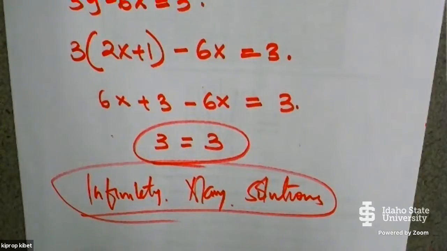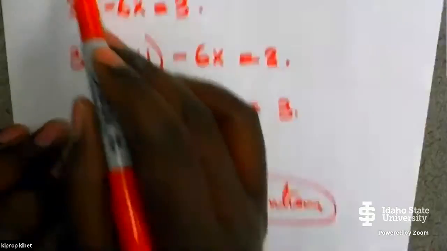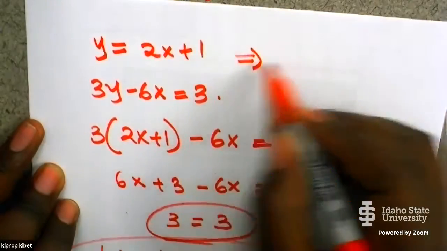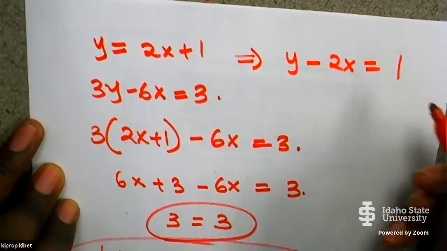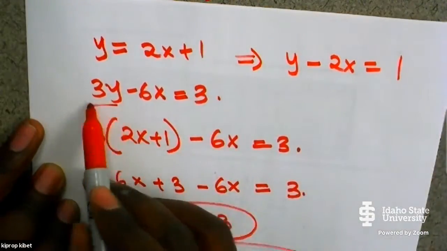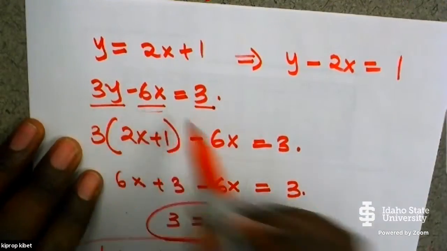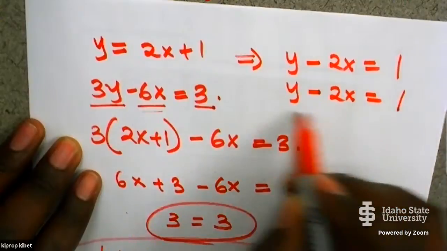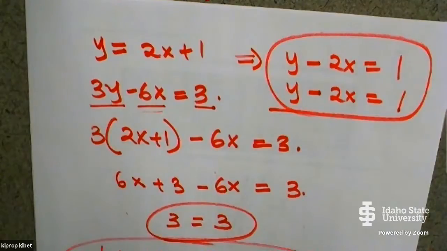Infinitely many solutions. Because again, if you take this value here to the other side, what do you get? y minus 2x equals 1, right? And in this one, the constant is 3, right? So if you divide both sides by 3, then you get y minus 2x equals 1. So these are the same line, right? They're on the same line. So there are infinitely many solutions.